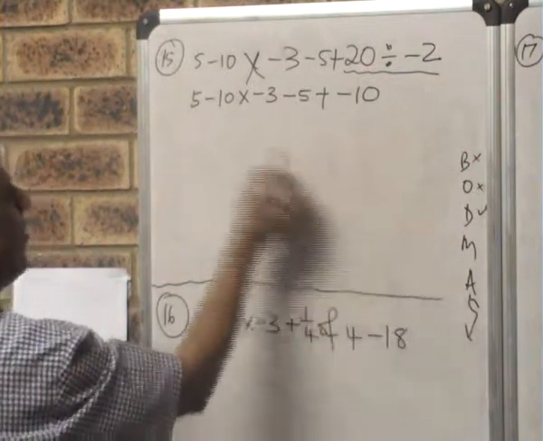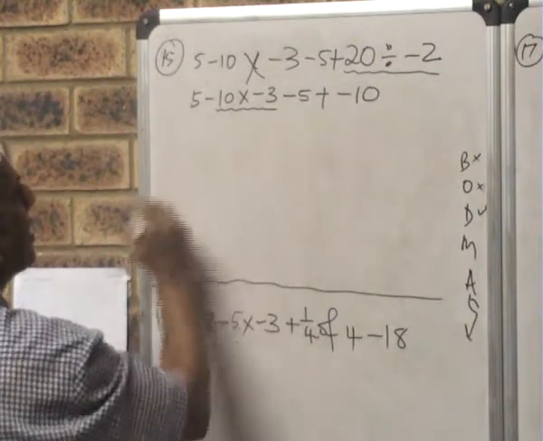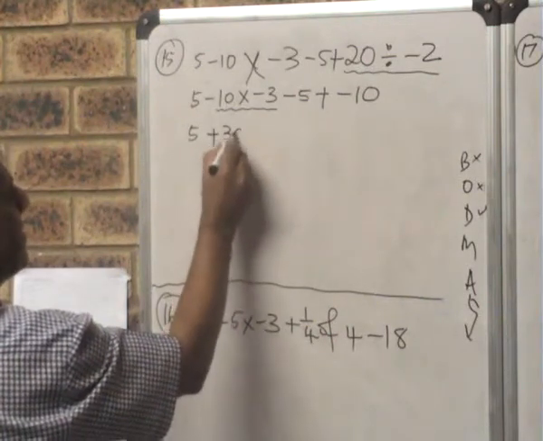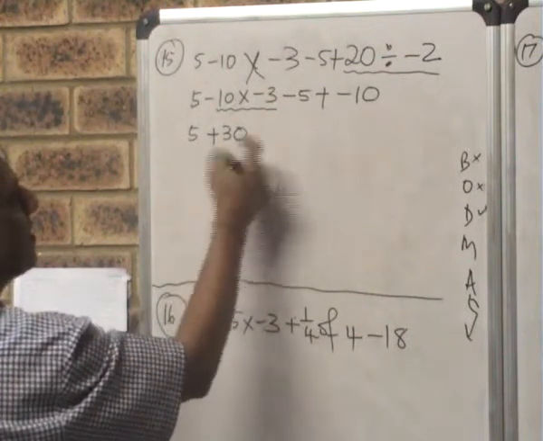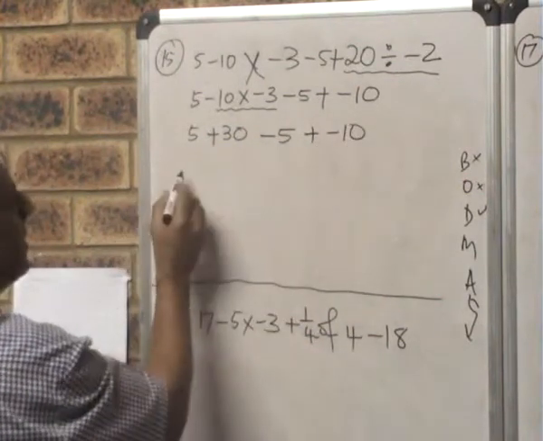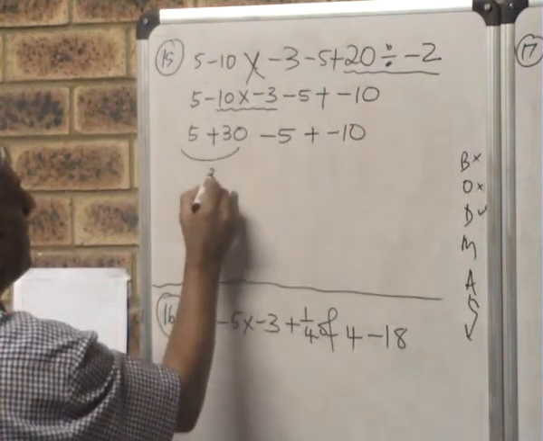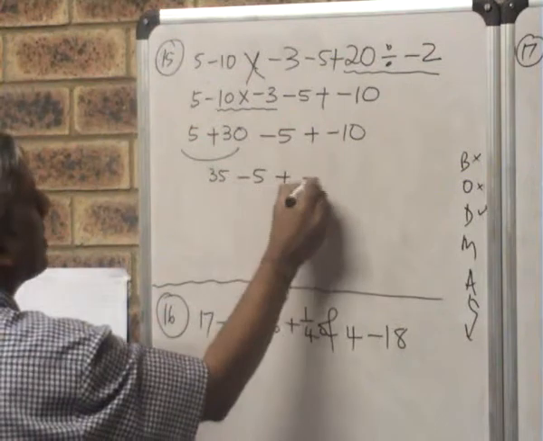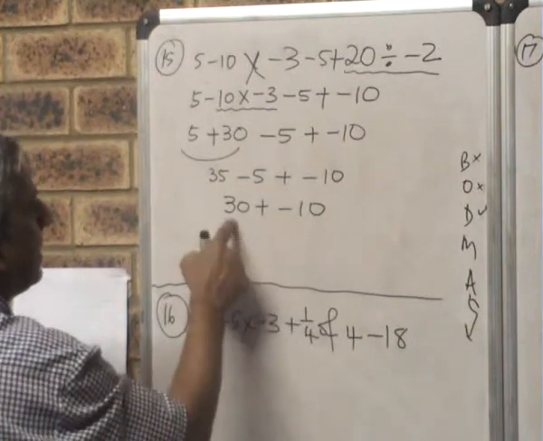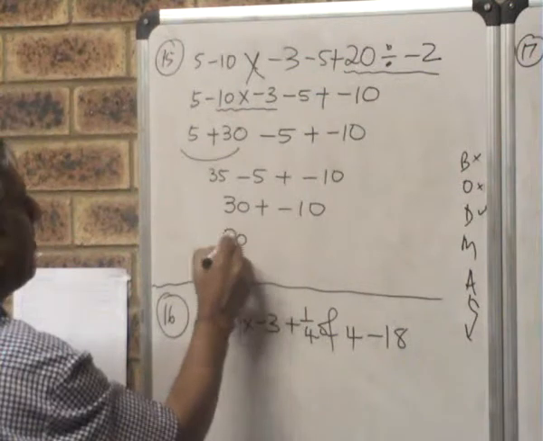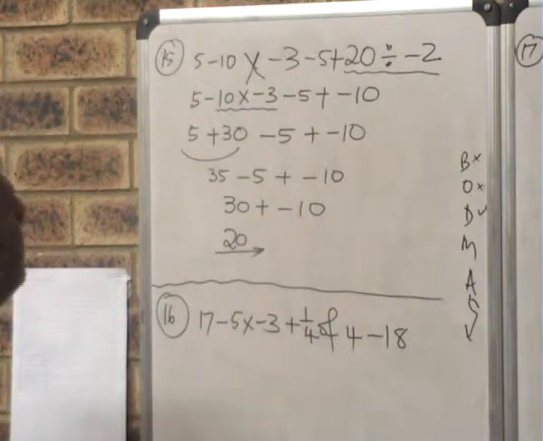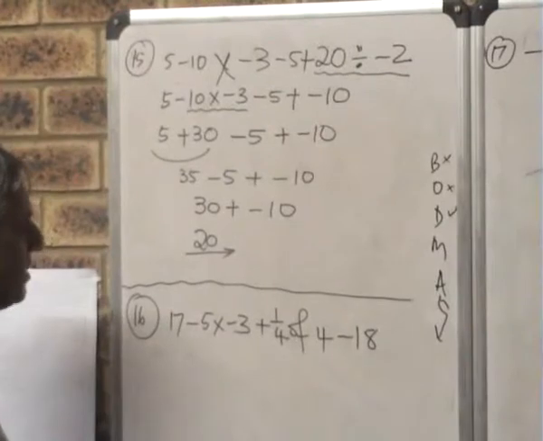Now, you go back to the rule of BODMAS. You read this question and you have a multiplication now. So it's 5, minus 10 times minus 3 will give you plus 30, minus 5, plus minus 10. Now, 5 plus 30 going left to right will give you 35. Minus 5 plus that minus 10. So this is 35 minus 5 will give you 30, plus minus 10. You have 30 and you're owing 10. Therefore, you'll end up having 20. Or simply, 30 minus 10 giving you 20. Right, that's number 15. Let's move on to number 16.